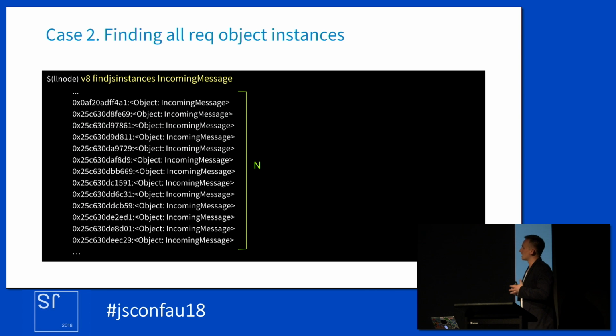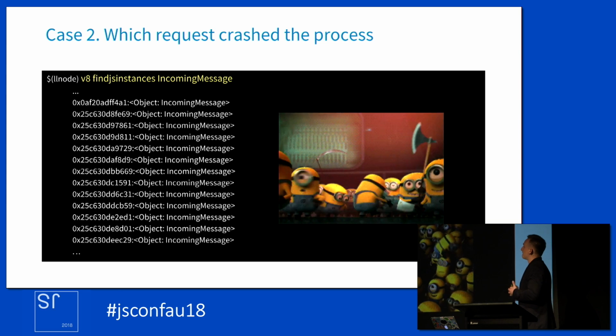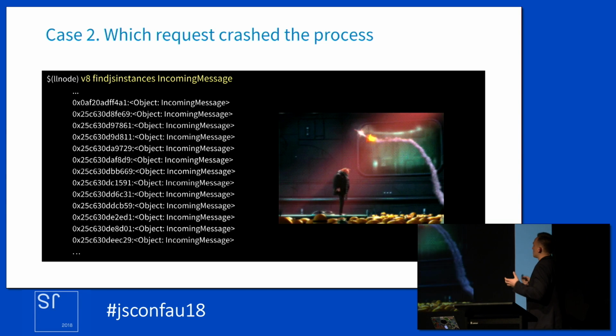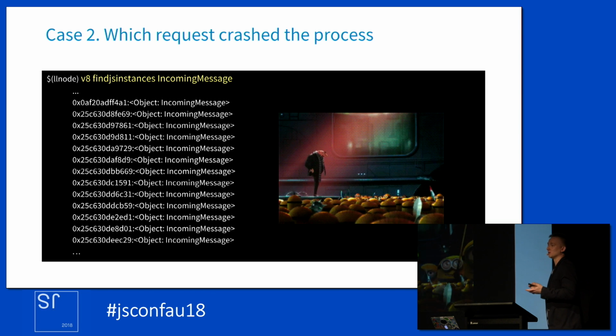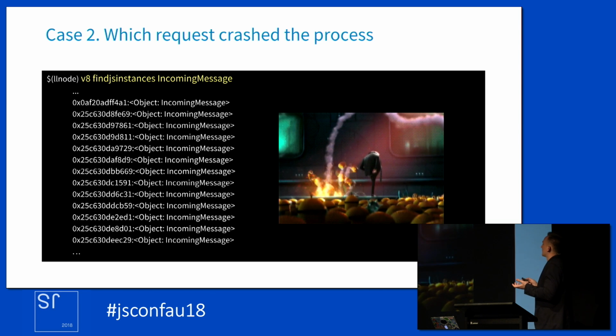First of all, we need to get the requests from the memory. And we can find objects by type using the command findjsinstances and specifying IncomingMessage. So those are requests in the dump, in the memory. But why are there so many? And which request crashes the process with all other requests that were there inside the event loop? And how to find it?